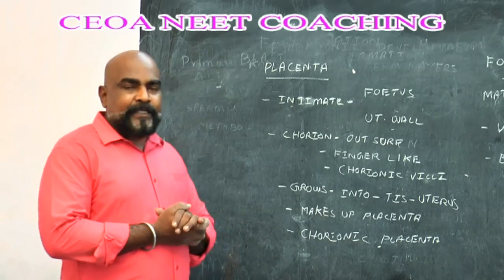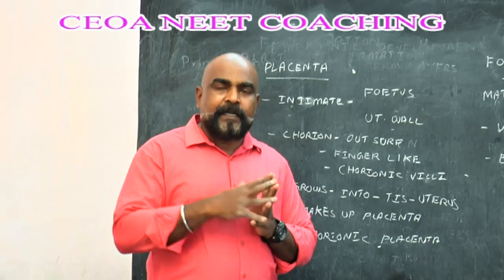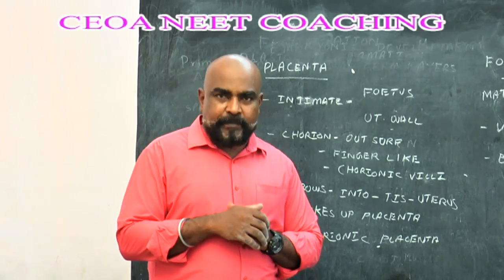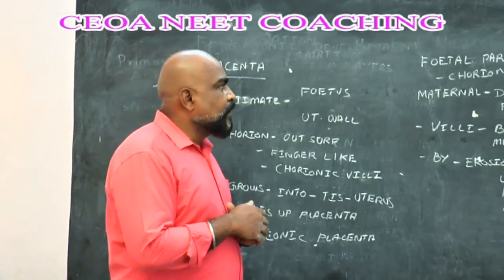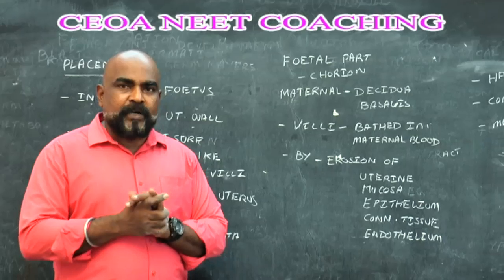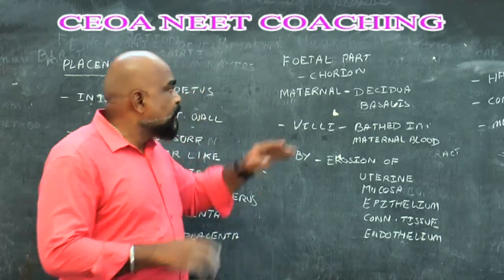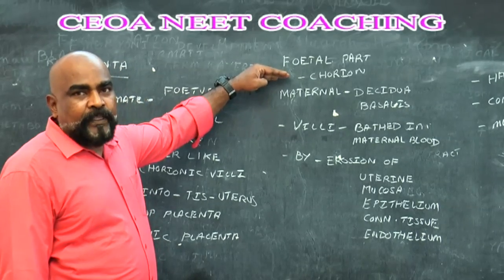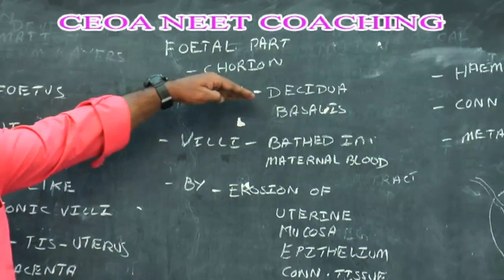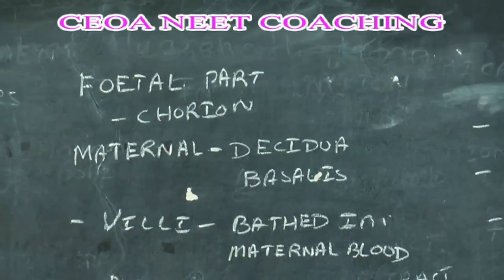In humans it is called a chorionic placenta because the placenta is formed by the role of the chorion. The placenta has two counterparts: one is the fetal part, the other is the maternal part. The fetal part is the chorion, and the maternal part, the part given by the mother, is the decidua basalis. It is a membrane-like structure.